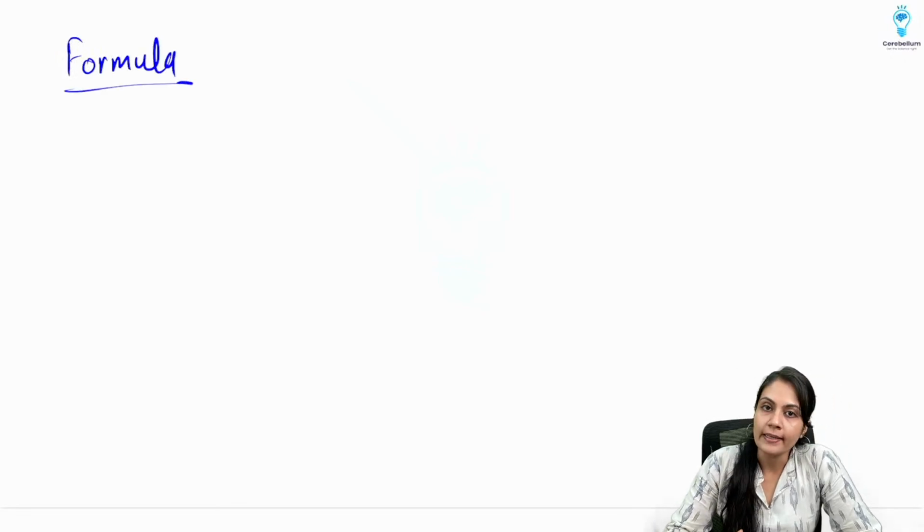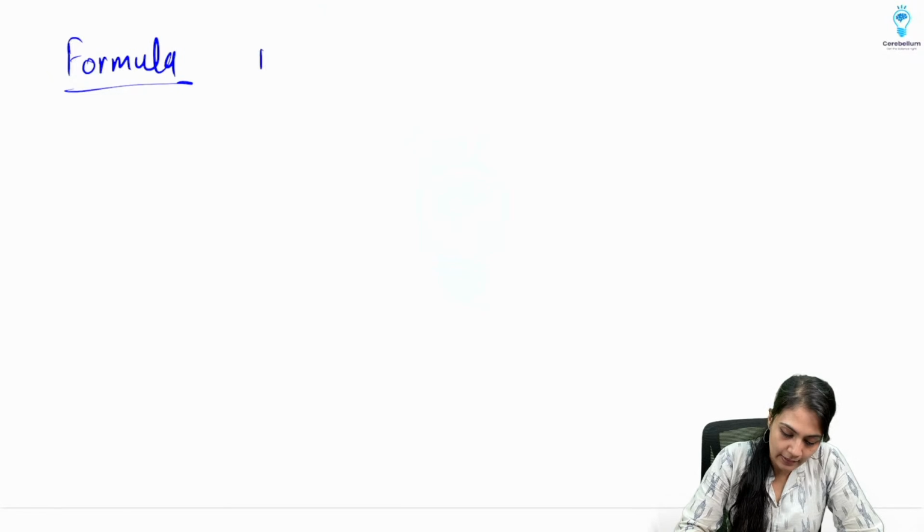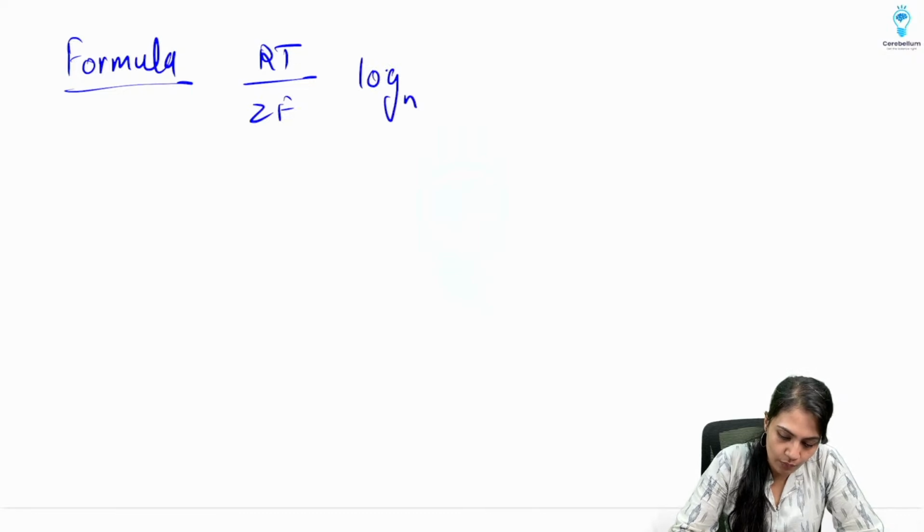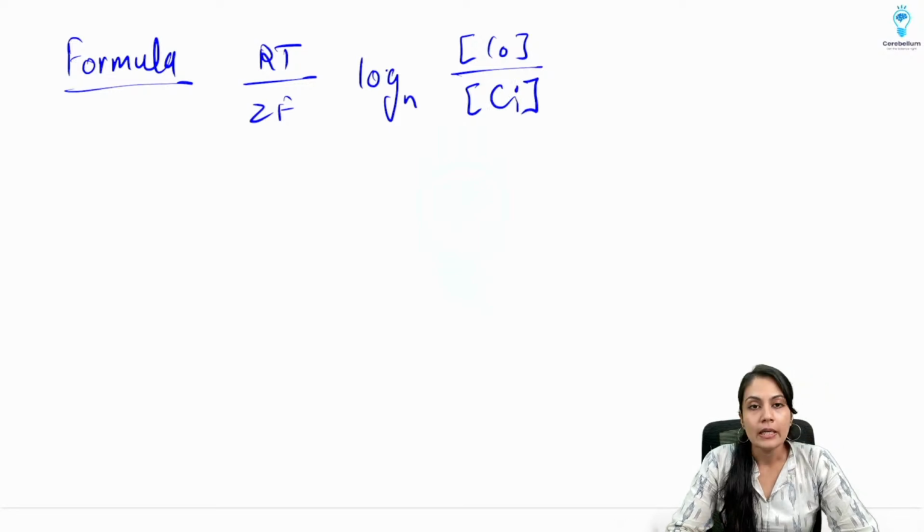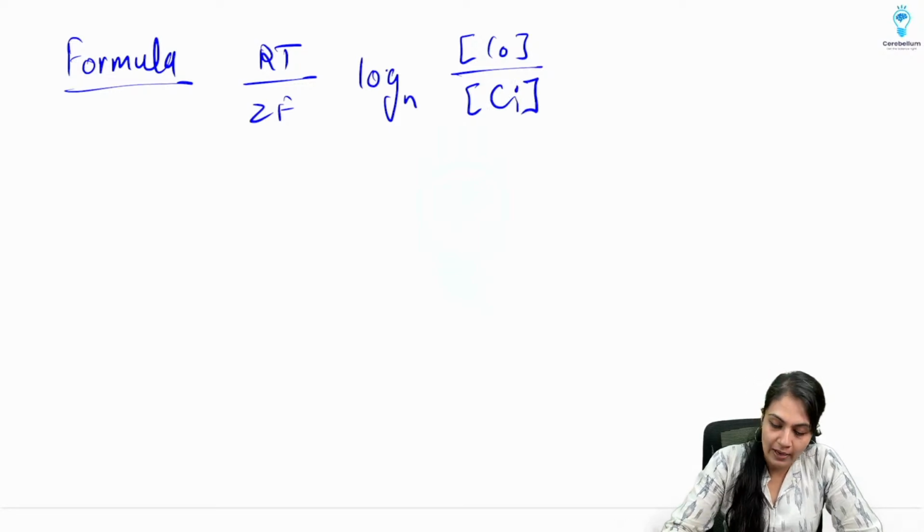The Nernst was a scientist who gave the formula. He said that it is RT by ZF, natural log of concentration outside upon concentration inside. Now, what are these different values?